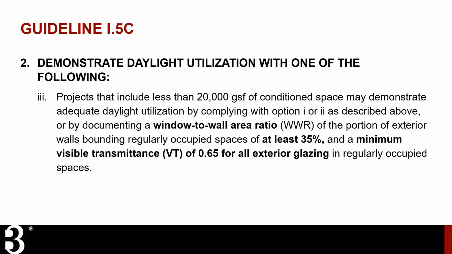Additionally, a minimum visible light transmittance of 0.65 is required for exterior glazing in regularly occupied spaces, which means that at least 65% of the visible light hitting the outside of the glass is able to get into the space. This is relatively simple to achieve for clear-looking glass, but may rule out tinted glass or some triple glazed window options.